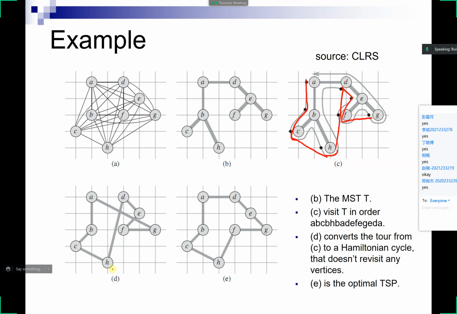This is how you go from this DFS, which revisits vertices, to this other tour shown in D, which does not revisit any vertex. This is the output of the algorithm. Now this tour or cycle is not necessarily the shortest cycle. In fact, for this example, the shortest cycle would be something like this. However, our cycle is at most 2 times as long as the minimum cycle. Okay, so that's the algorithm. Are there any questions about this?